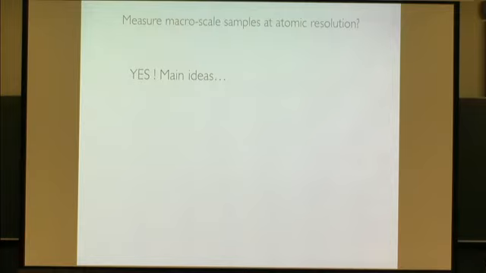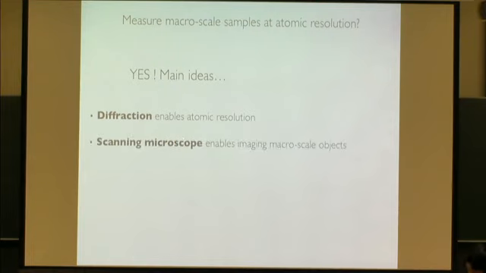The main ideas are the following two things. First is diffraction. Diffractive images allow us to get atomic resolution. The second idea is scanning microscopy, which enables us to image macro-scale objects. If we combine these two thinking processes together, the technology is called ptychographic imaging.